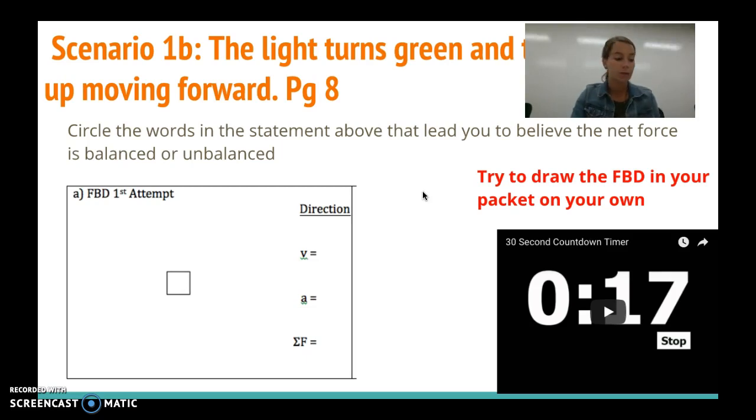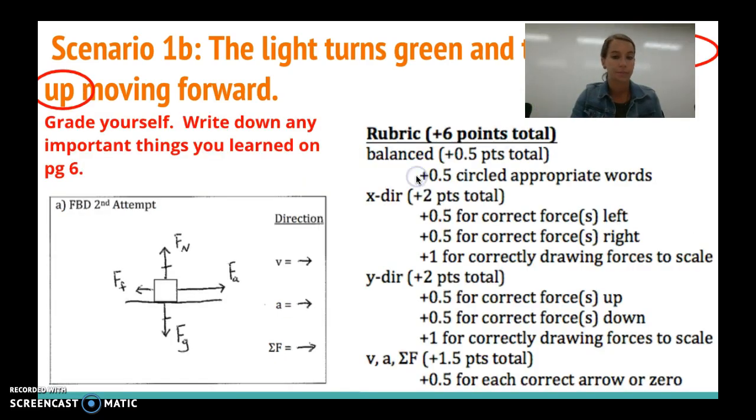All right, hopefully you tried that. Now in the second box where it says second attempt, here's what we're going to put on there. So circling, you should have circled speeds up. That's important. That tells us the forces are not balanced. Anytime your velocity is changing, your forces are not balanced. We learned that in Unit 1.